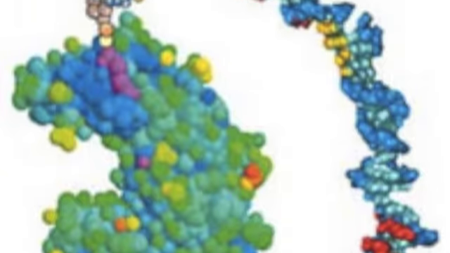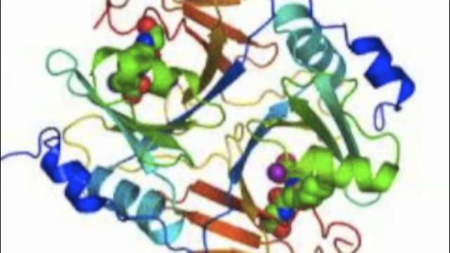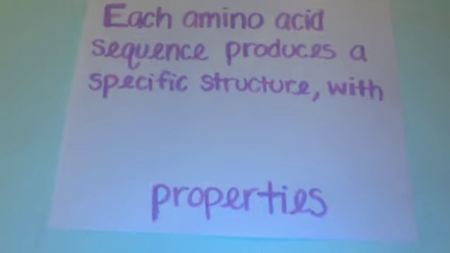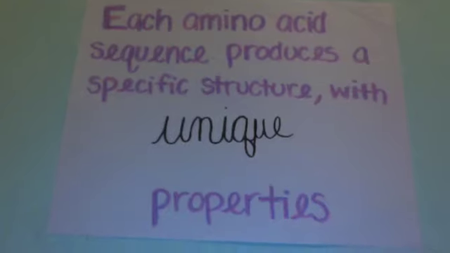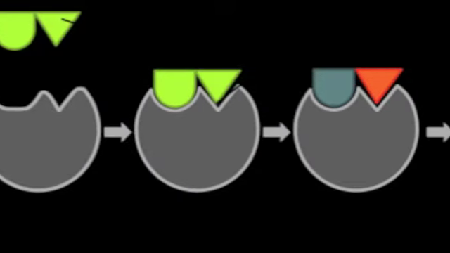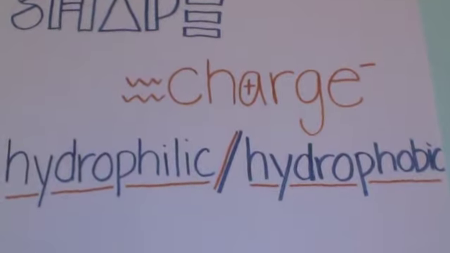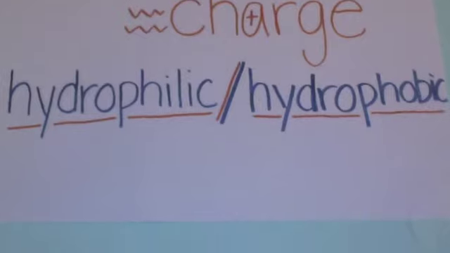Like all proteins, enzymes are long linear chains of amino acids that fold to produce a 3D product. Each amino acid sequence produces a specific structure with unique properties. Enzymes are very specific and only work with certain substrates. Complementary shape, charge, and hydrophobic characteristics of the enzymes and substrates are responsible for these specific decisions.